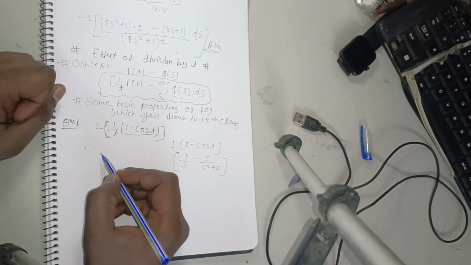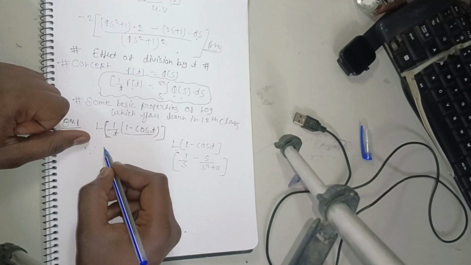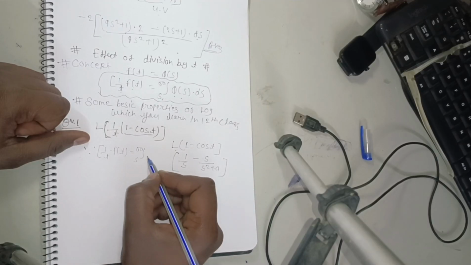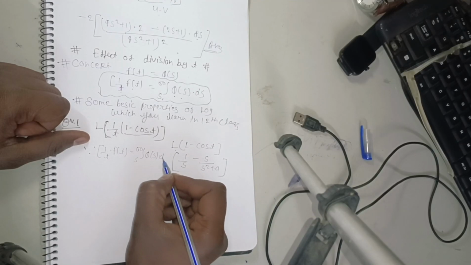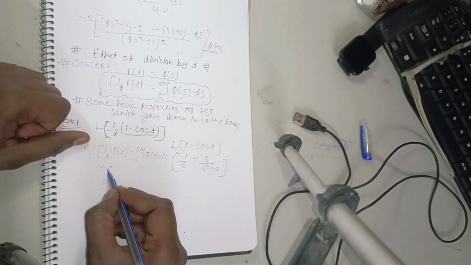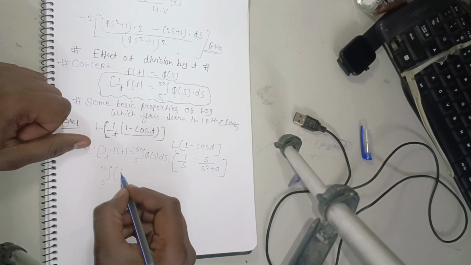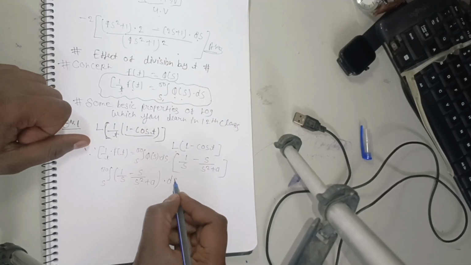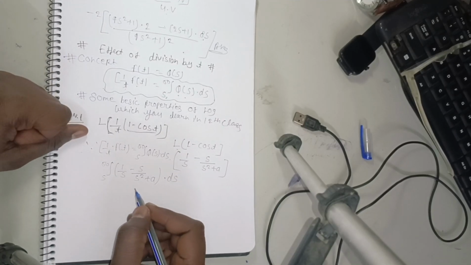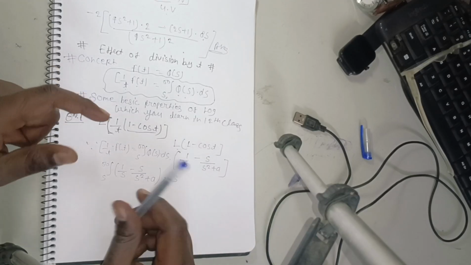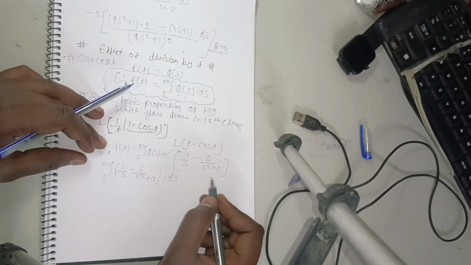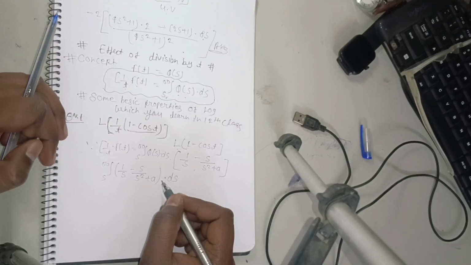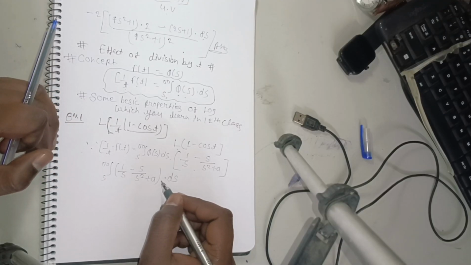Now, simply using the formula, if we have 1 upon t into f of t, then I'll write the integral from s to infinity of phi of s ds. So the integral from s to infinity of 1 upon s minus s upon s square plus a square, ds. Now we have to just integrate it, nothing else.